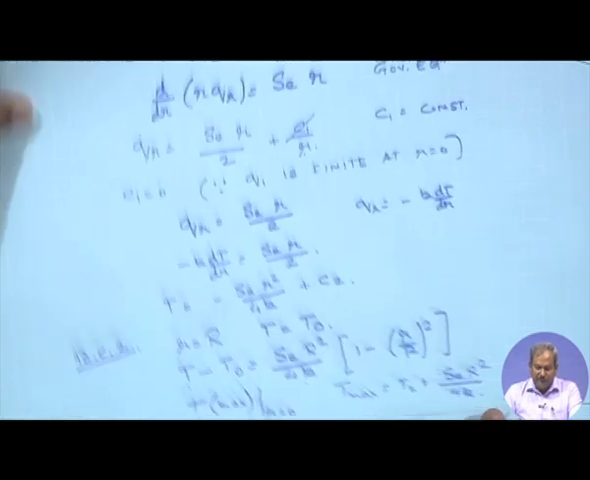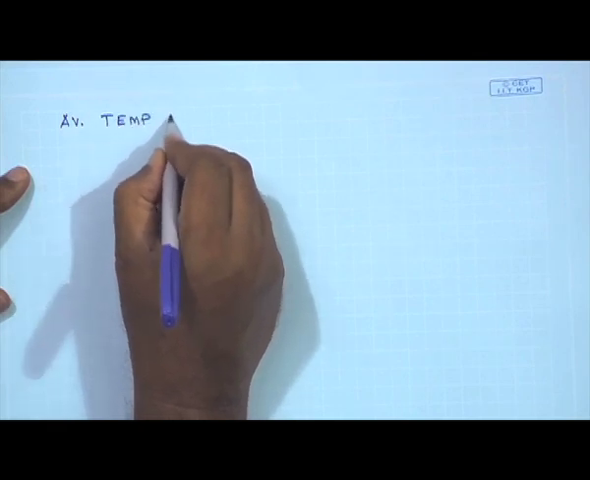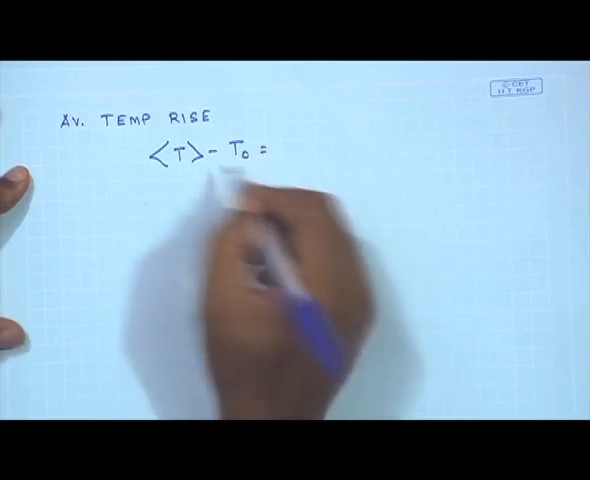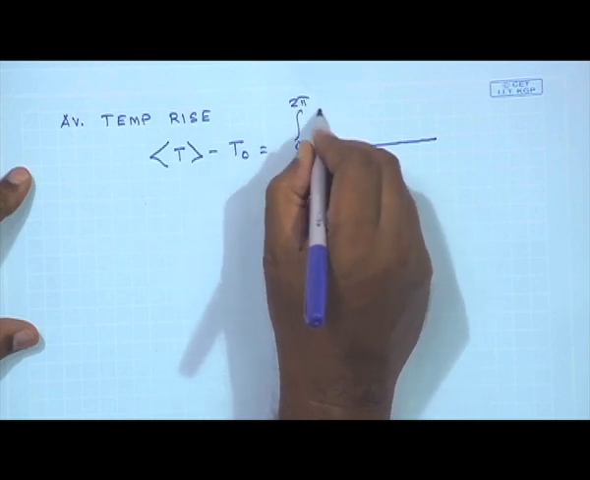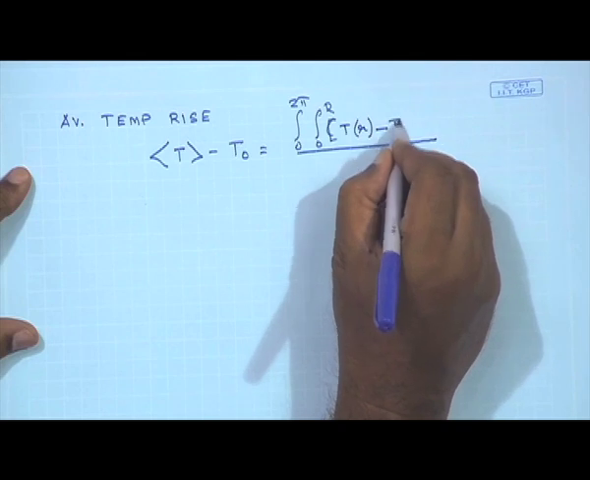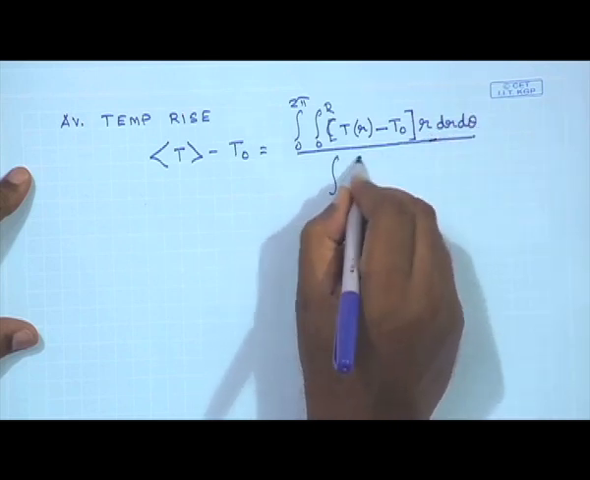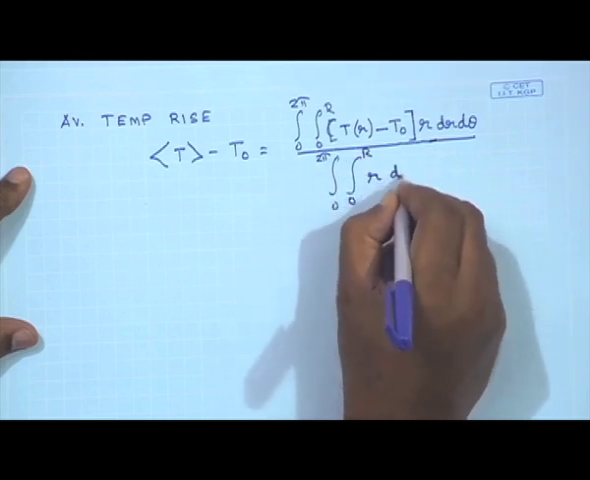And additionally, if you are interested not only in the temperature at every point, but in some sort of an average temperature rise, and all these averages are mostly area averages, what I have to do is find the area average of T, which is a function of r, minus T0, times r dr d theta, and this must be equal to the cross sectional area, which is r dr d theta.